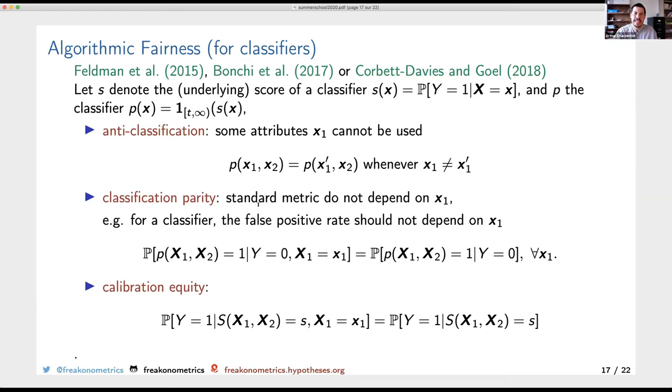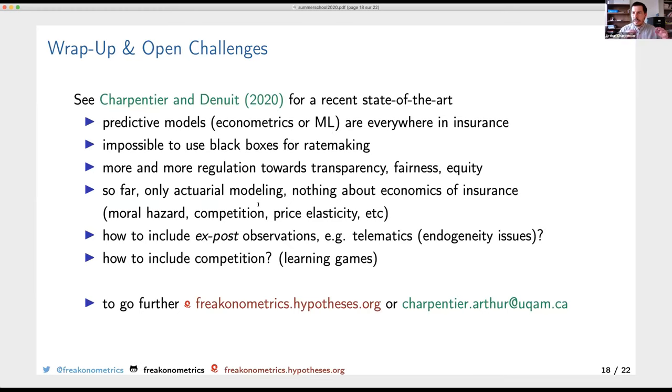So those are techniques that came up recently from the machine learning literature, and I think actuaries and econometricians should start to see how to use them in pricing.